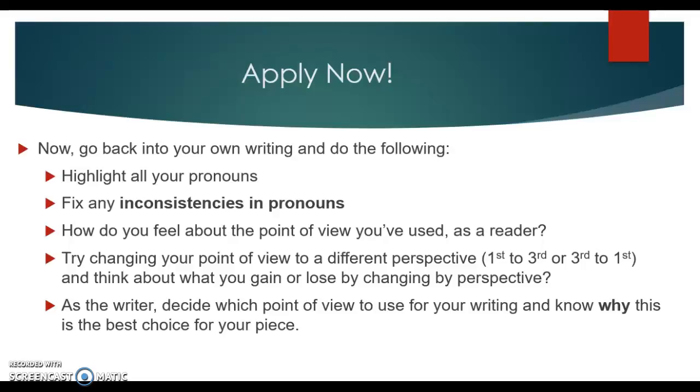As a reader, put yourself in your reader's shoes and think about your point of view. Try changing the point of view to a different perspective. So if you have a first person, change it to a third person. If you have a third person, change it to a first person. And really think about what you gain or lose by changing the perspectives. Now, as the writer, you decide which point of view you want to use for your writing, but also know why this is the best choice for your piece of writing.